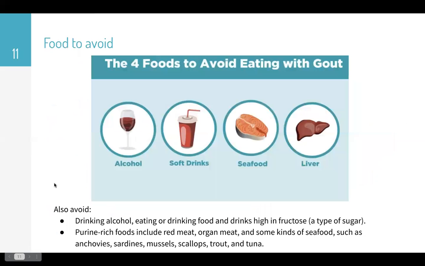Again, this is just a slide highlighting foods you should avoid eating. One of them includes alcohol, soft drinks, seafood, and foods rich in purines. These can make it more difficult for your body to process the uric acid that your body produces.